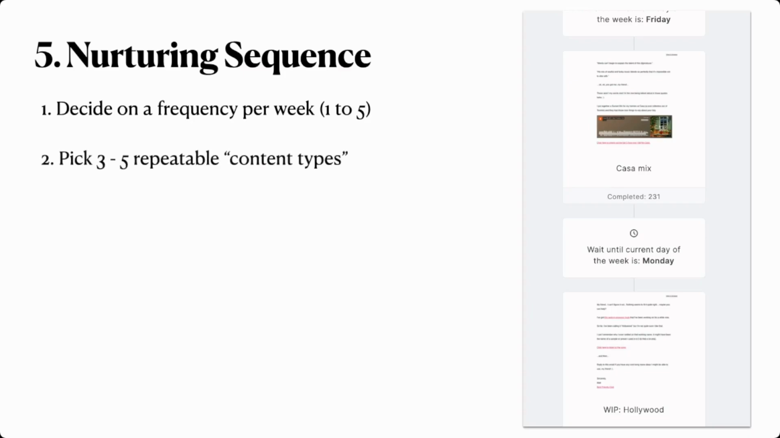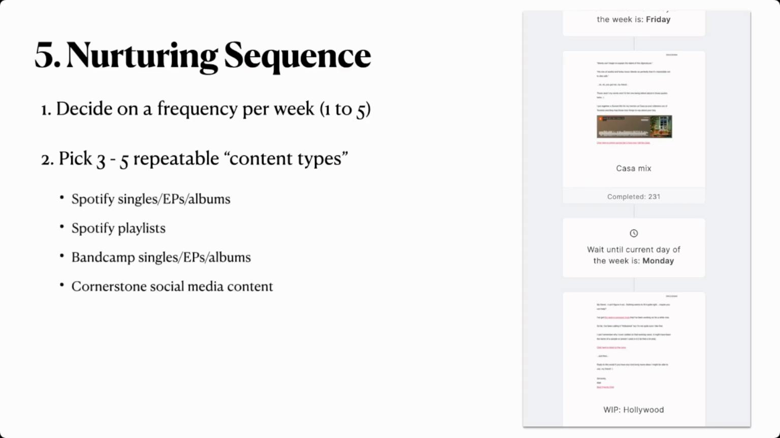The second step is you're going to want to pick 3 to 5 repeatable content types. So this is going to help make it a lot easier for you to decide what you're going to be writing in these emails and how you're going to be putting it all together. So some examples are you can have a content type of an email that you send out that includes a Spotify single or an EP or an album that you're going to be focusing on. So this way you're automatically sending out traffic over to your Spotify for individual songs that you want to increase the streams for, or try to trigger the Discover Weekly or radio algorithm with.